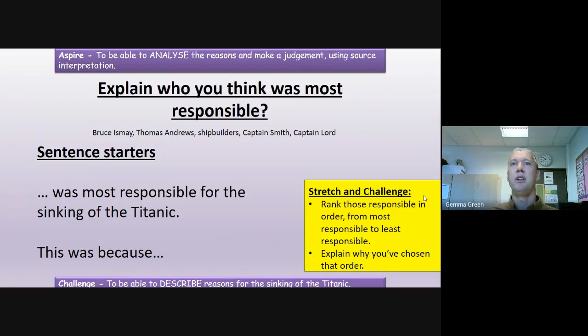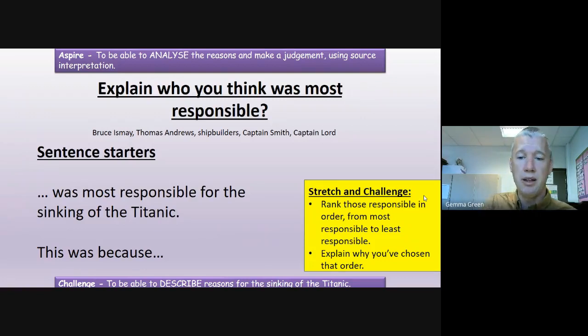So if you did, for example, pick the shipbuilders, you could maybe mention steel was actually low quality. It was quite brittle in cold weather. It was never going to last really against the iceberg. Or you could mention the fact that the rivets were of poor quality. The actual things that were holding the ship together, almost a glue if you like. If that's no good, then the ship's obviously not going to be any good. And I just want you to have a think. There's no right or wrong answer on this. I just want you to give me your opinion.